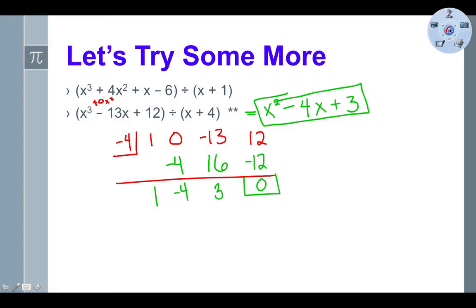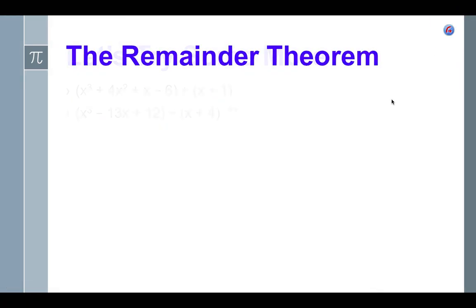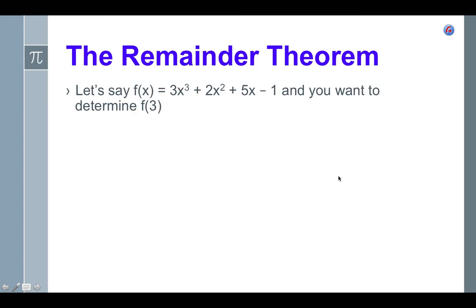All right, we have one more idea before we call this video quits, and that's something called the remainder theorem. It's actually a pretty handy theorem. If you're given f of x is equal to this big cubic function or any other type of function, and you want to determine what is f of 3, well, f of 3 means take a 3 and plug it in for all of the x's and hope that you don't make any calculation errors.